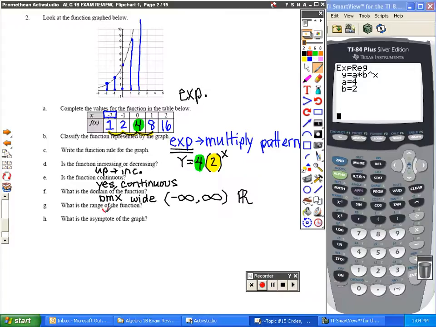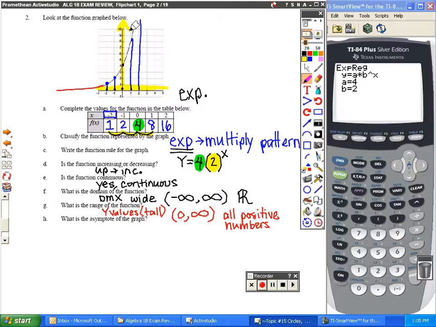The next one is range. Range is the y values, and that means how tall a graph is. So this graph, how tall it is, it's going to start at 0, and it's going to go up forever. So it goes from 0 to +infinity, or all positive numbers. And all I mean by that is that it starts right at this line and then goes up forever.